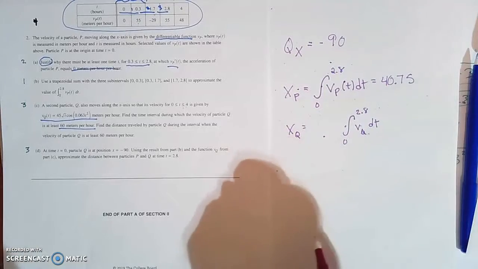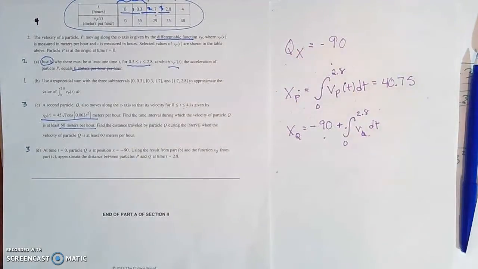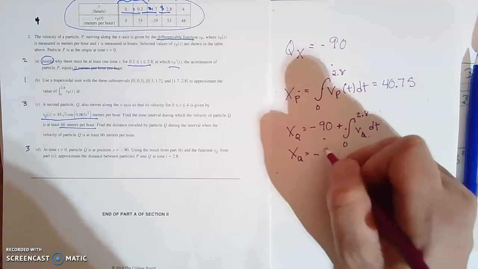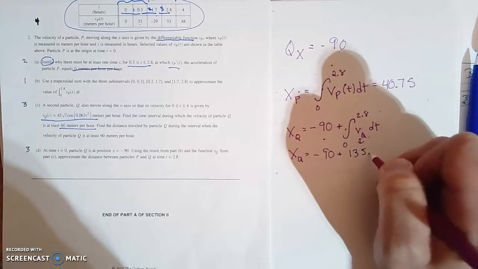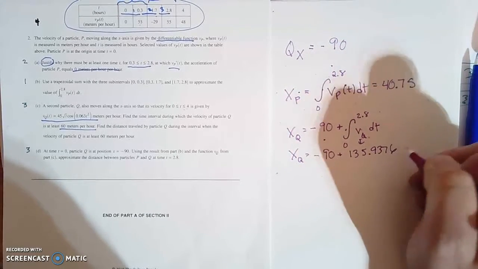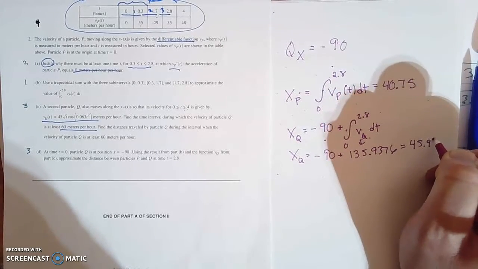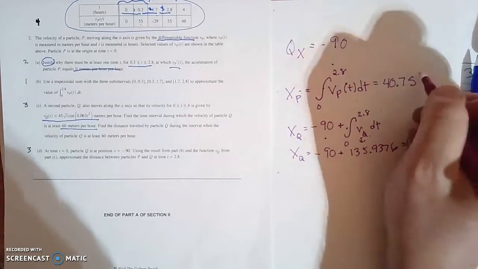Plus, it's always about where it started as well. So it's negative 90 plus that distance that it went over the course of that integral. If I put it in the calculator, negative 90 plus this answer, I get 135.9376. Add them together, I get 45.938. I'm going to highlight those two.